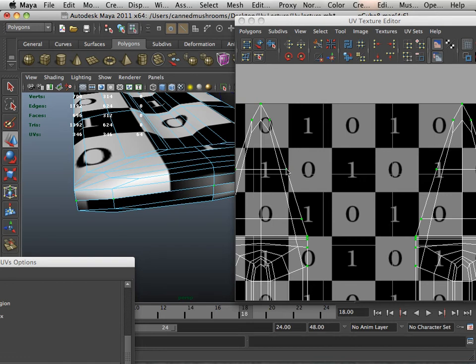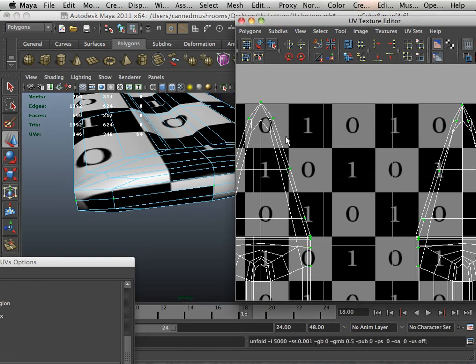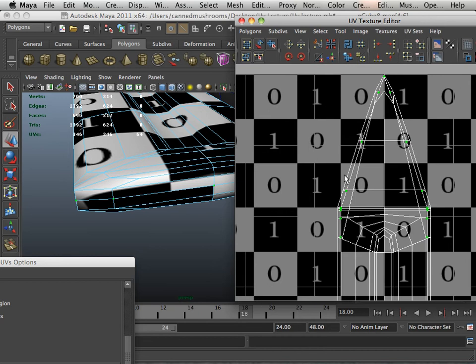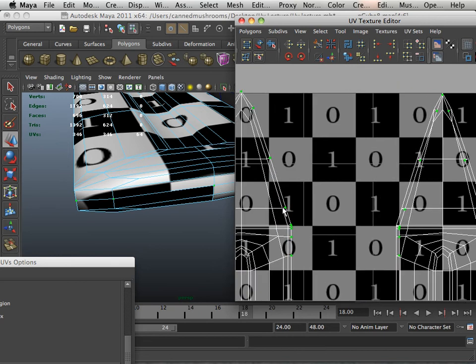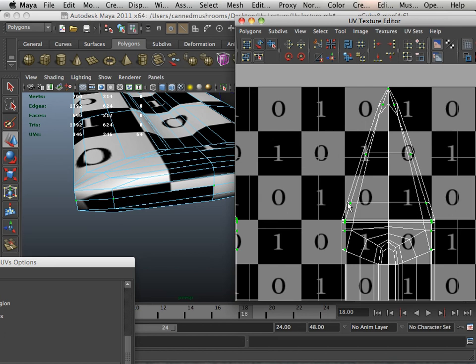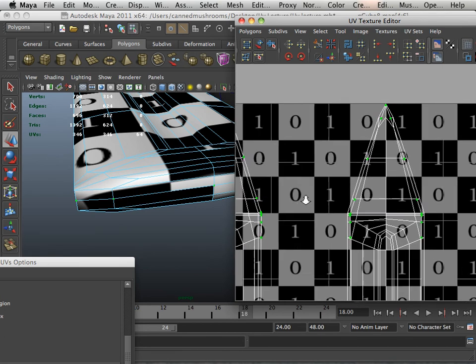Notice these two faces are hidden because they're underneath these two. If I unfold them, this side unfolds correctly, this side does not unfold correctly. This side unfolded out, this side unfolded in, making overlapped UVs.